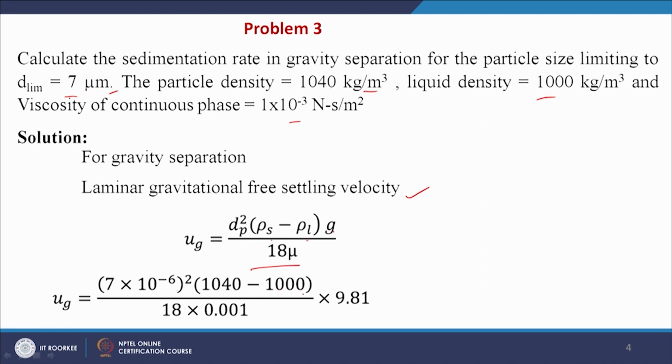So, that means we are getting this expression, divided by 18 into mu, which is 10 to the minus 3, so 0.001, and g is equal to 9.81 in the MKS system. So, we are getting the laminar gravitational free settling velocity from this expression. By solving this we get 1.068 into 10 to the minus 6 meter per second.